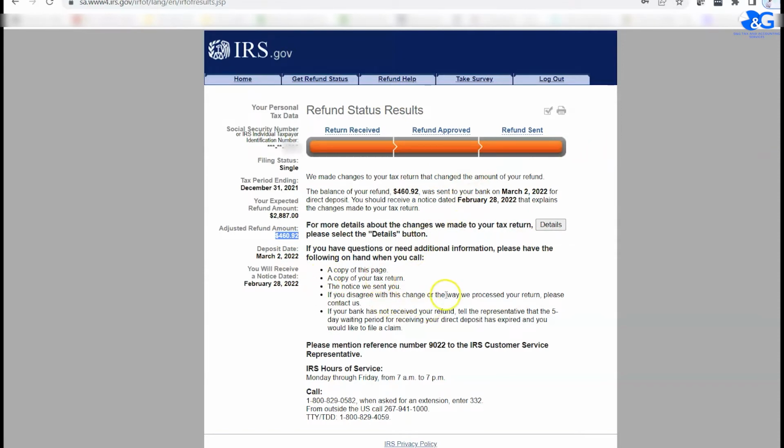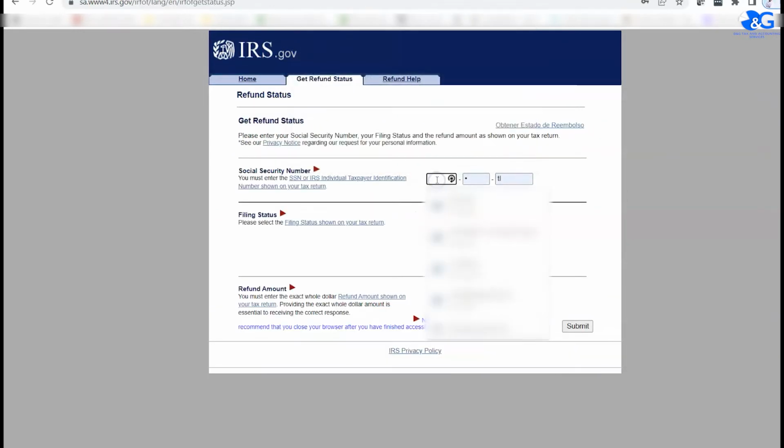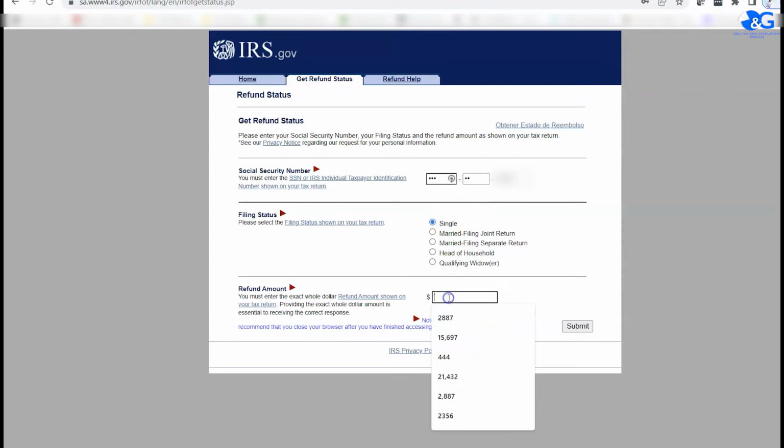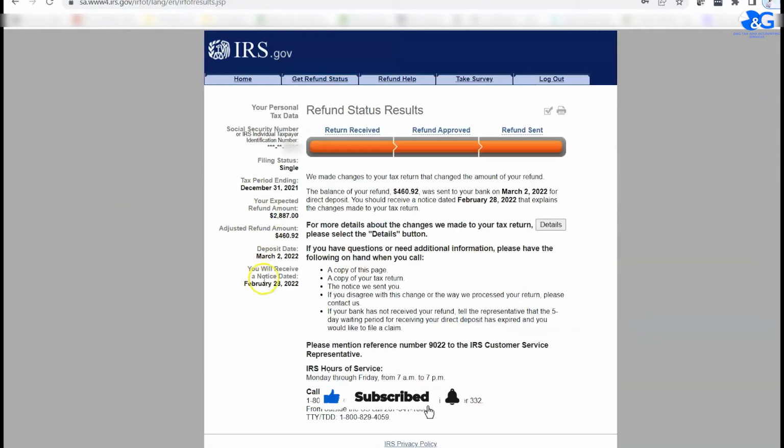But if this is your first time checking your tax refund, it's pretty easy. You go to the IRS website and then you type in the information, and I can do it all over again. Get refund status. You type in your social security number. So in this case, I'm going to type it in. Okay, so you type in single, 2887, you search, and then it tells you everything.